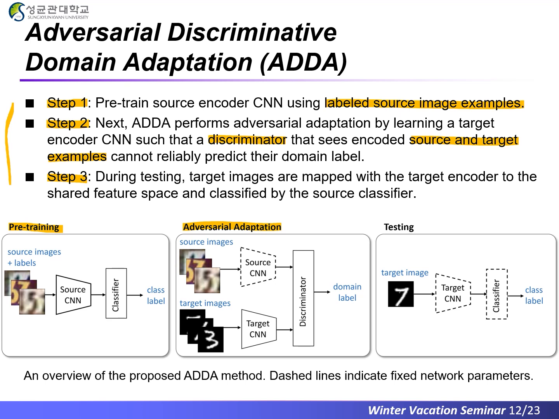Finally, once the target encoder has been trained, we can apply the model to unseen target images. During inference, target images are passed through the target encoder, which maps them to the shared feature space. The same source classifier trained in Step 1 is then used to classify the target samples. Since the target encoder has been adapted, it ensures that target features align with source features, allowing for improved classification accuracy. The figure below illustrates the 3 steps in the ADDA method. Dashed lines indicate fixed network parameters.